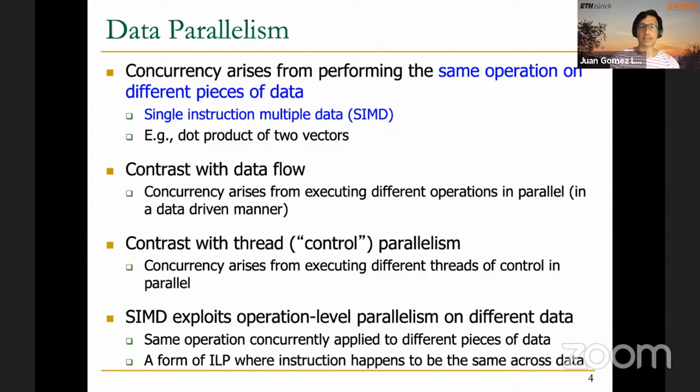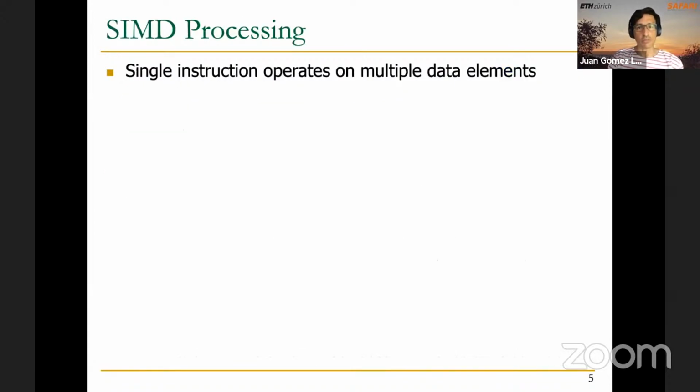In some way, this data-level parallelism is a form of instruction-level parallelism, right? The thing is, because we can have multiple instructions executing in parallel. The thing in SIMD is that all these instructions are one single instruction being executed on multiple pieces of data. So this is data parallelism, and this is SIMD processing. Single instruction operates on multiple data elements.